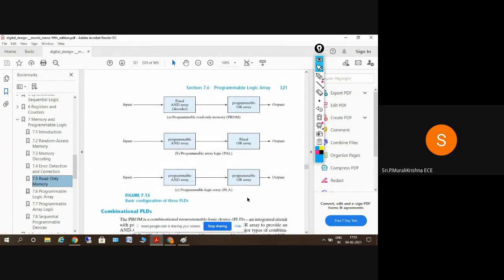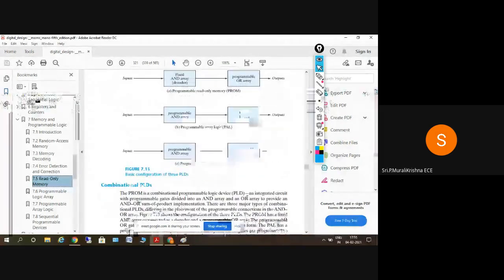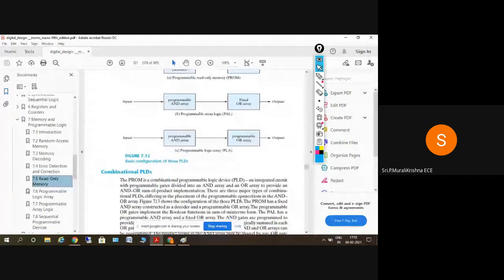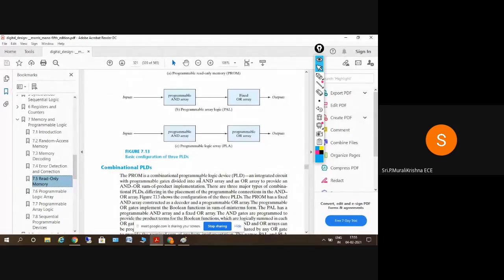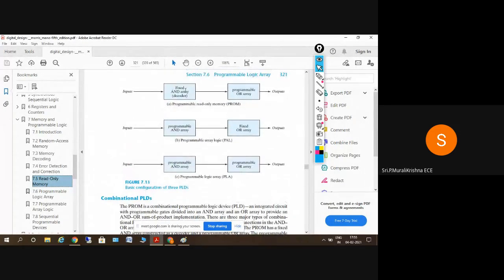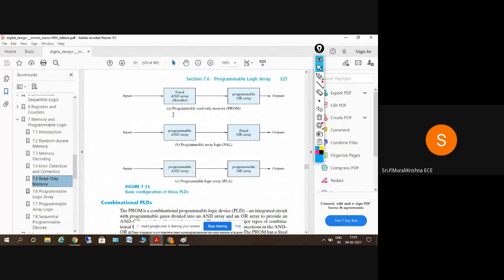Okay, and next we'll be having some combinational PLDs. The PROM is a combinational programmable logic device. So what I said is that the PLD, programmable logic device, is combinational, and we'll be having three kinds of PLDs here. Take down these three kinds. The PROM is a combinational programmable logic device.